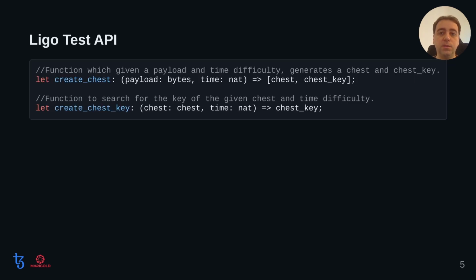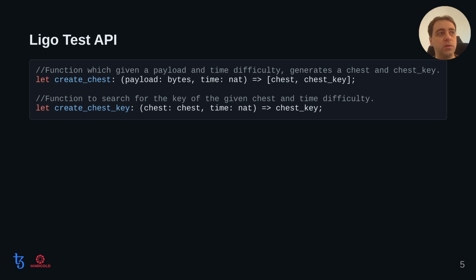On the Ligo test framework, you have access to two other functions. Using test, you can create a chest. You put a payload inside that doesn't have to be encrypted because the chest will be encrypted. Also, you put an argument that is a time difficulty, and it returns you the chest and the chest key as you are the administrator.